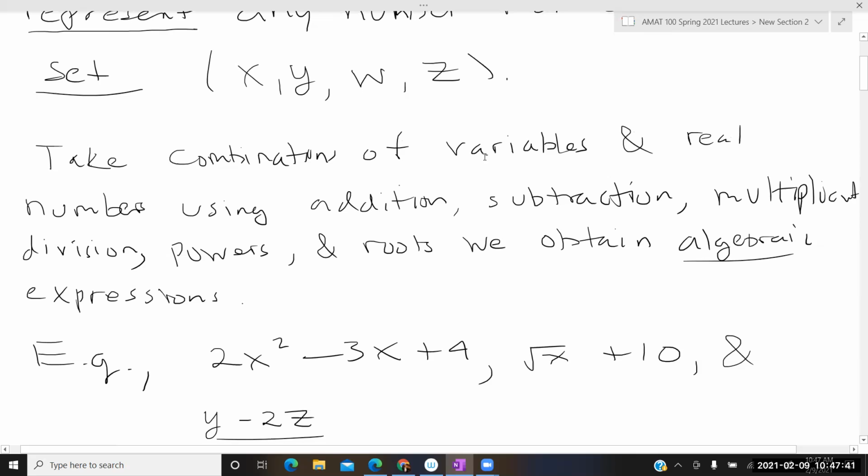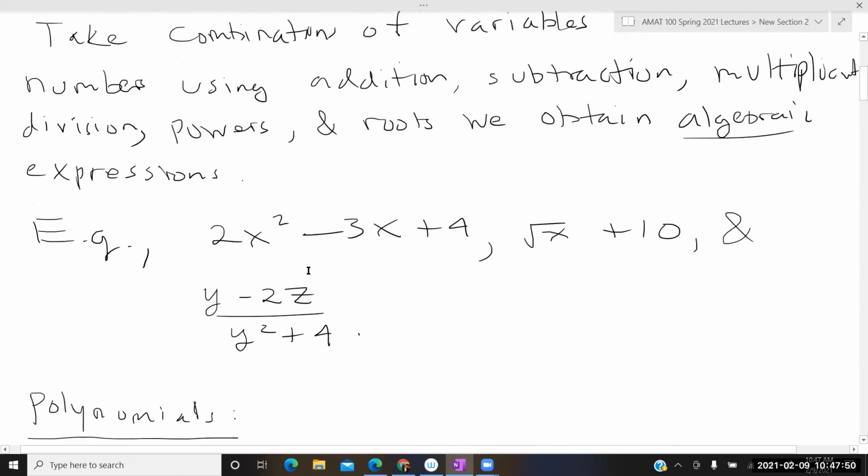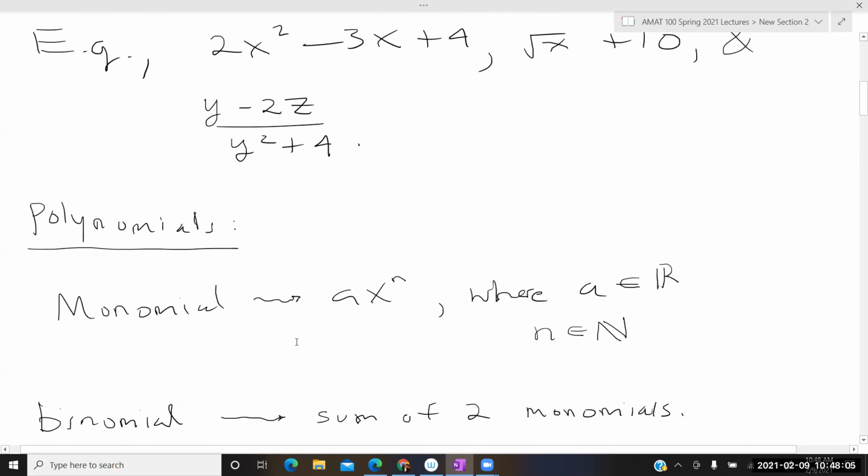And then when you take combinations of variables and real numbers using addition, subtraction, multiplication, division, powers, and roots, you obtain algebraic expressions. So I gave a couple examples. You had 2x squared minus 3x plus 4. You could have something like the square root of x plus 10, or you could have (y minus 2z) over (y squared plus 4). And then very important ones were monomials.